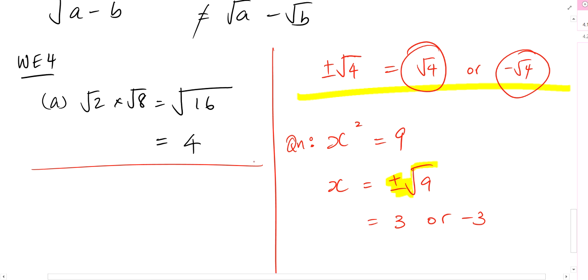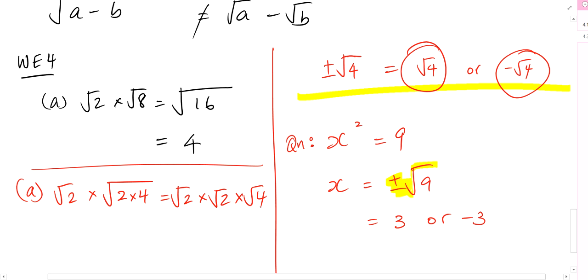Another way, I show you an alternative. Square root 2 times square root 8. Okay, square root 8 can be separated into two factors. What are the two factors? 2 times 4, okay. Then this gives me square root 2 times square root 2 times square root 4. Right? This part is equivalent to this part.